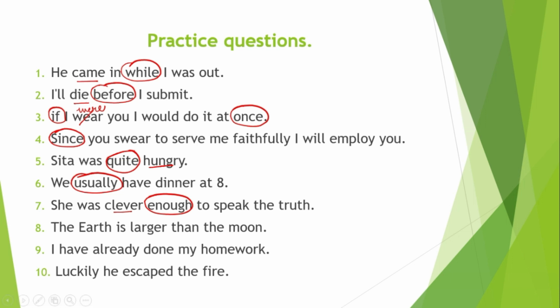So the next question, the earth is larger than the moon. So here larger is the adjective. So than is the adverb. So here than is a comparative adverb. Than. Okay. I have already done my homework. So I have done it already. Okay. Luckily, he escaped the fire. So he escaped how? Luckily. So this is the adverb.